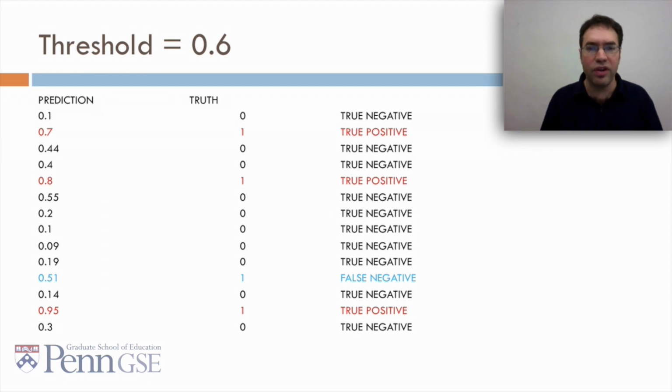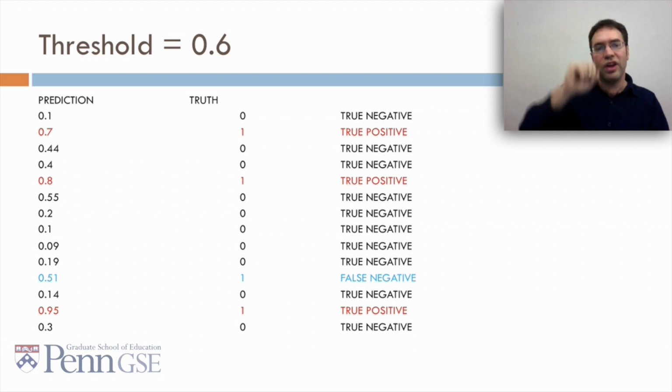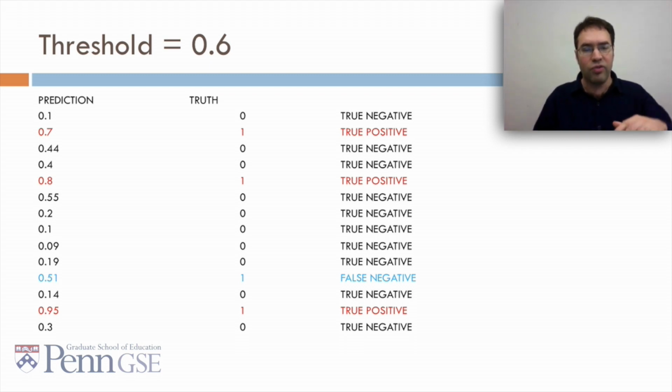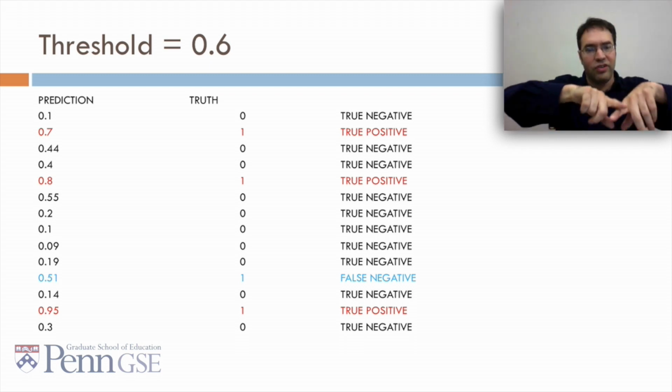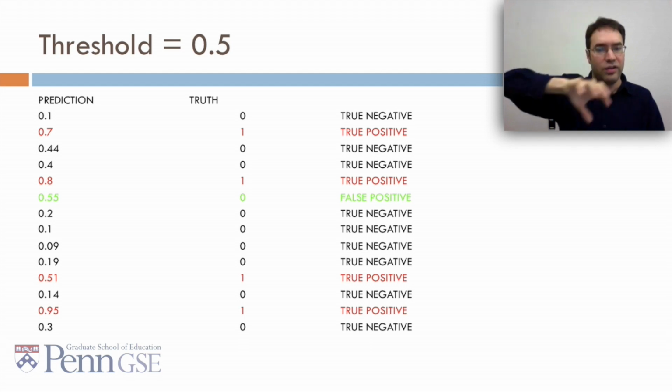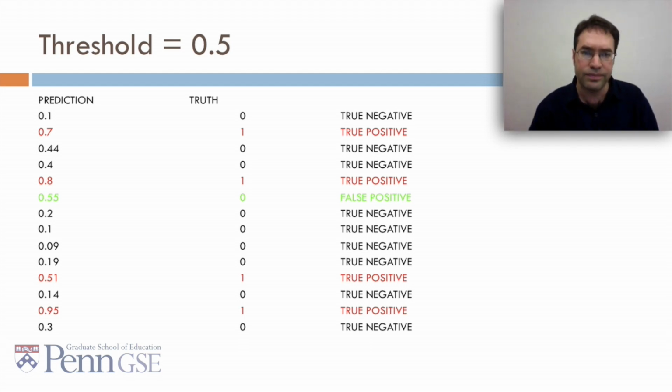So if we have a threshold of 0.6, you can see that 0.1 is predicted to be 0 because it's under 0.6, and the truth is 0, so that's a true negative. 0.7 is predicted to be above 0.6, so it's seen as being true, and it is true, so that's a true positive. You'll note as we go down to 0.51, we have a case where 0.51 is below 0.6, so it's seen as being a 0, but it's actually a 1, and that's a false negative. If we switch to a threshold of 0.5, that 0.51 becomes a true positive, but 0.55, which is now above 0.5 and treated as 1, it's actually 0, becomes a false positive.